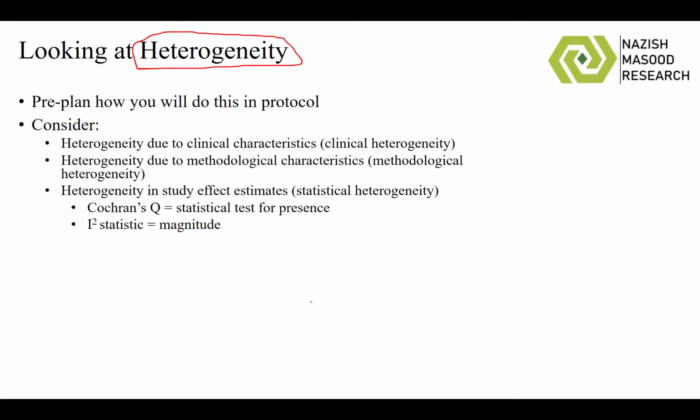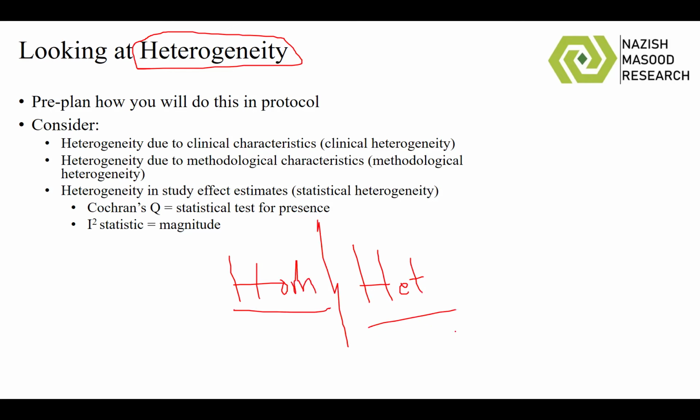basically, in essence, you guys have heard the word homogeneity, and you guys have heard the word heterogeneity. So heterogeneity and homogeneity, how are they different? Heterogeneity means differences in the primary studies that you include in the meta-analysis. Homogeneity means similarity in the studies that you include in the meta-analysis.